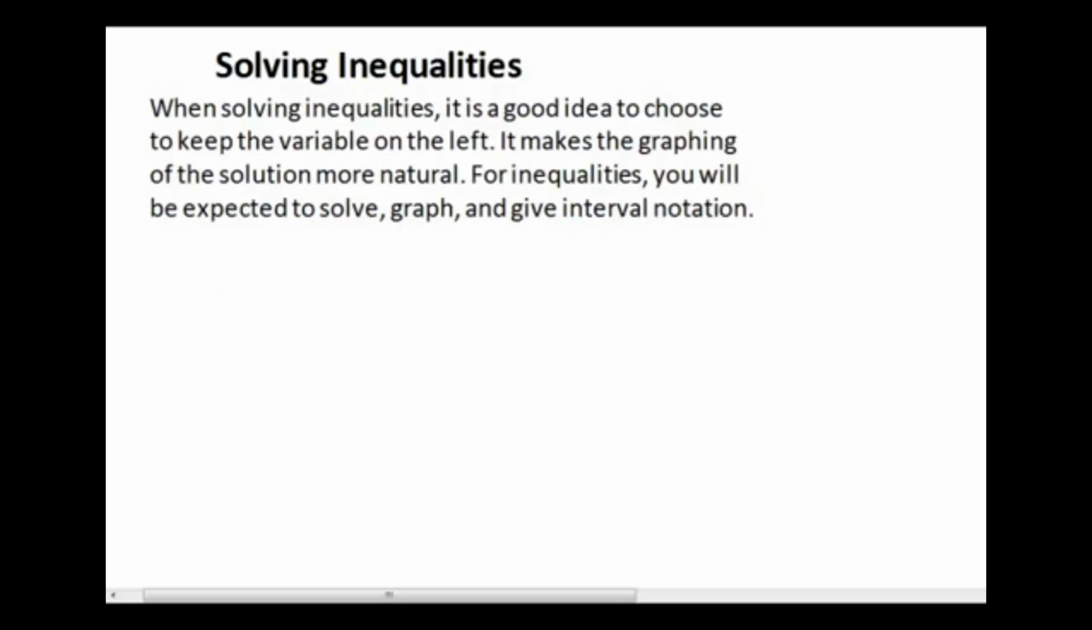When solving inequalities, it is a good idea to choose to keep the variable on the left. Remember, with equations, you can solve with a variable on the left or the right. It helps with the graphing of the solution if you keep it on the left for inequalities. It makes it more natural. And for inequalities, you will be expected to solve, graph, and give interval notation.